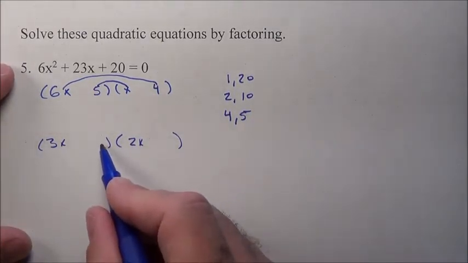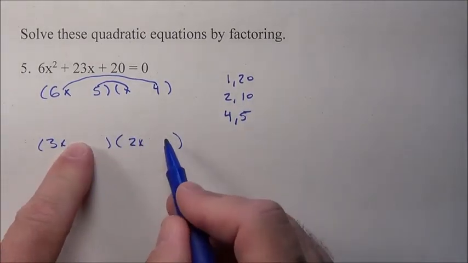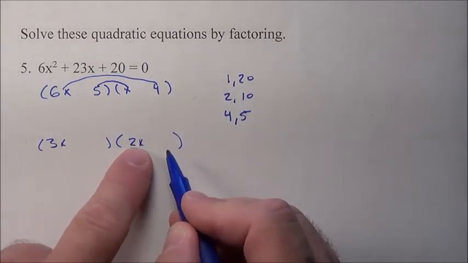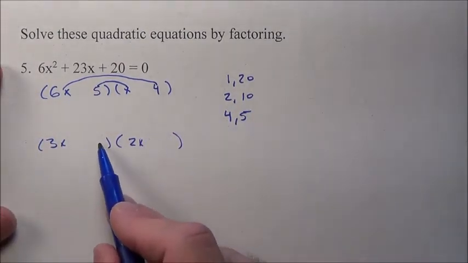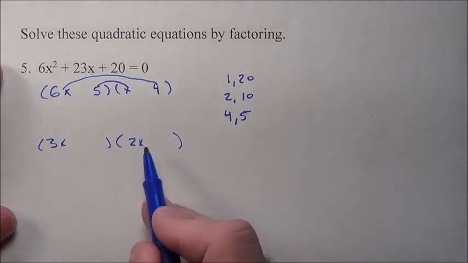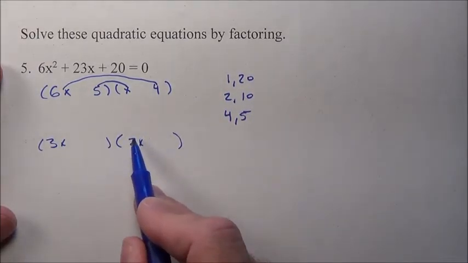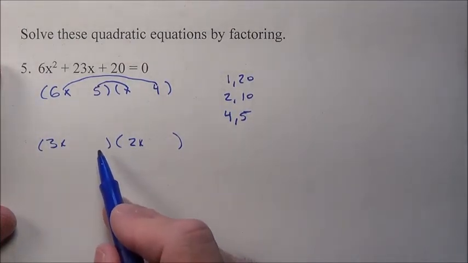Alright, I could have 1 and 20. If I put 1 here and 20 here, that's going to give me 3, and then 20 and 2, 40. Nah, that's too much. What about 2 and 10? 2 here, 10 here, that'll be 30, 4. No. What about 10 here and the 2 here? Ooh, 20 and 6. Not quite. It's going to be the 4 and 5. So let's figure out what it is.